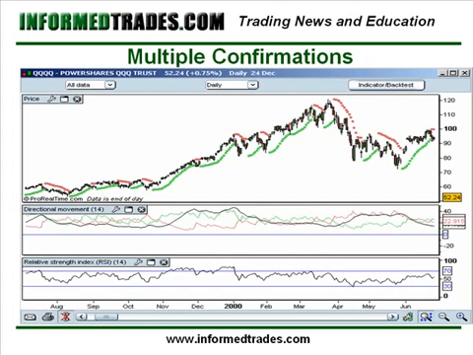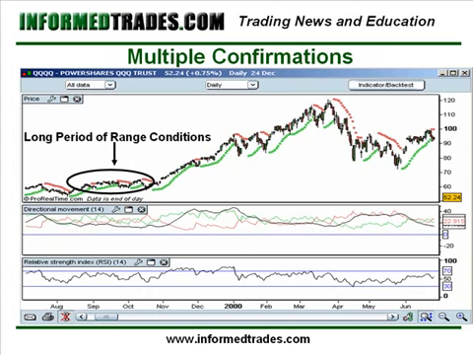So this sort of goes in line with some of the things that we've been talking about in previous lessons, that you want to have multiple confirmations here. So we've got the parabolic SAR plotted on price. We've got the ADX below that, which we learned about in the last lesson, and we've got the relative strength index, which we learned about a couple of lessons ago. So let's look at an example here.